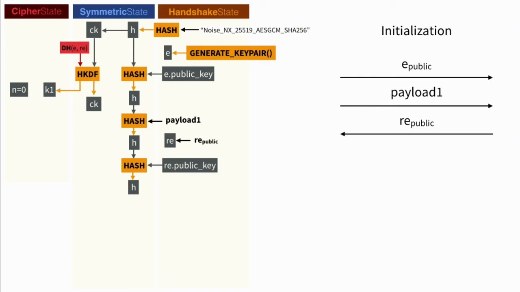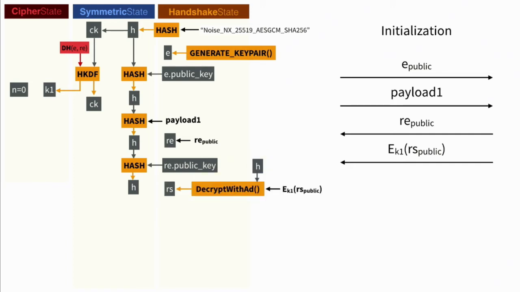Now that we have a key, we can decrypt stuff. It's good because the server is sending us an encrypted static key. So we can use the key we just generated to decrypt it. And here, if you know AES-GCM, you know that there is an authenticated data part that we can use to authenticate anything we want. So here we authenticate this H value. And by doing that, we authenticate the whole transcript. We authenticate the whole handshake. We make sure that the server is seeing the same thing we're seeing, the same sequence of messages. So it's a very good property of Noise.